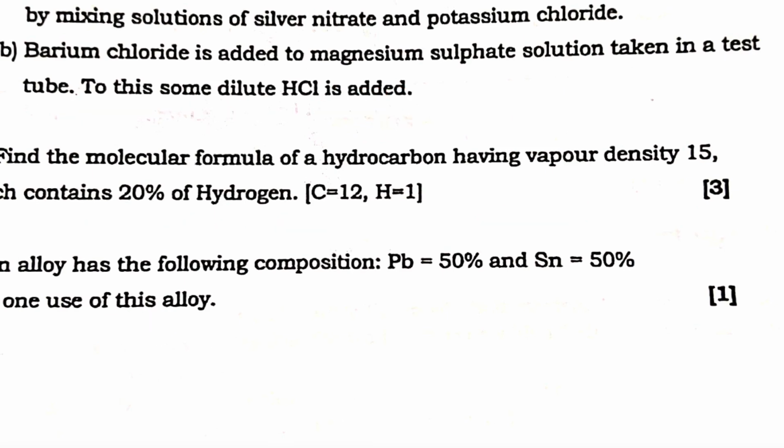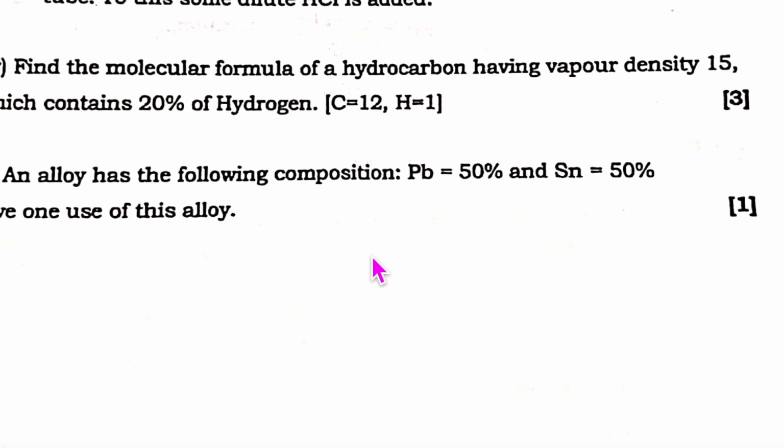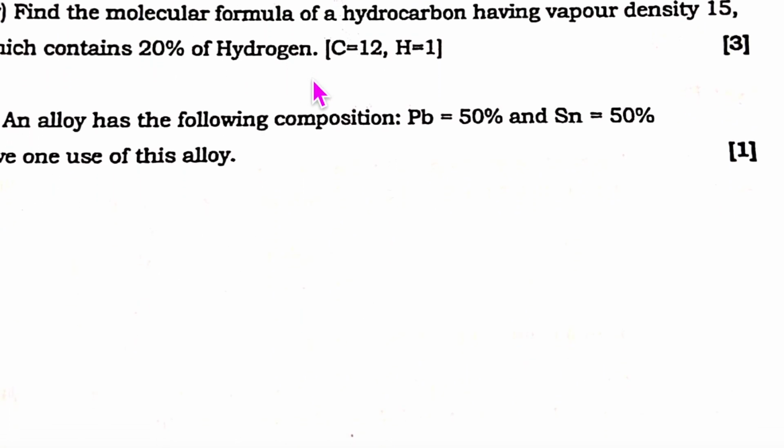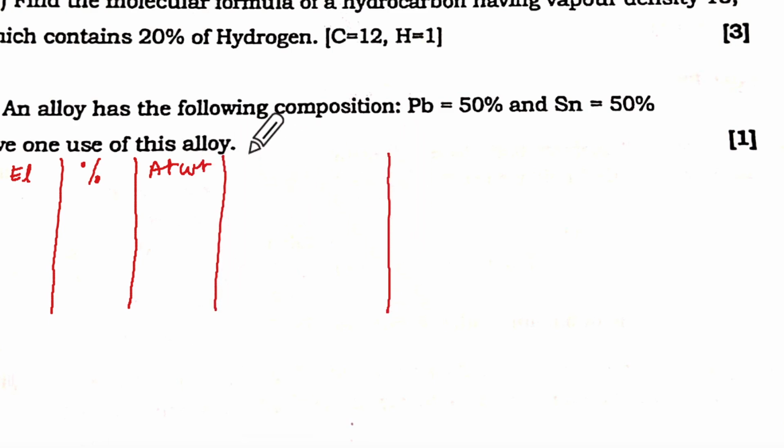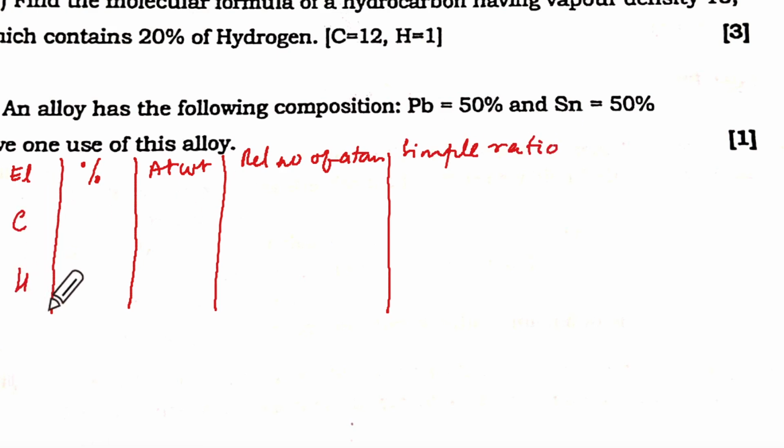Next one is this, where lots of you had a problem with the calculations, and I'll tell you the reason why it is happening. They are telling you molecular formula, so you will have element, then you'll have the percentage, then you have the atomic weight, then we'll have the broad column which says relative number of atoms, and then you'll have the last one which is simple ratio.